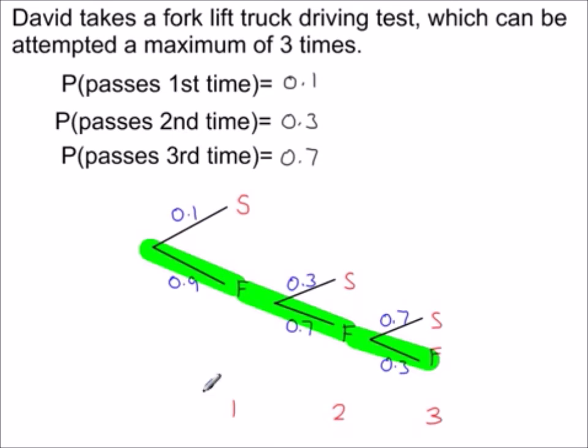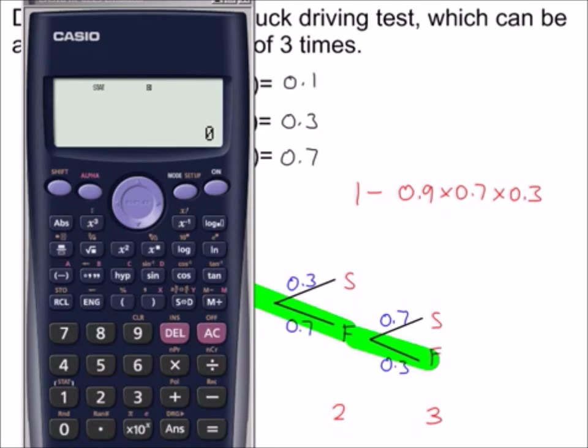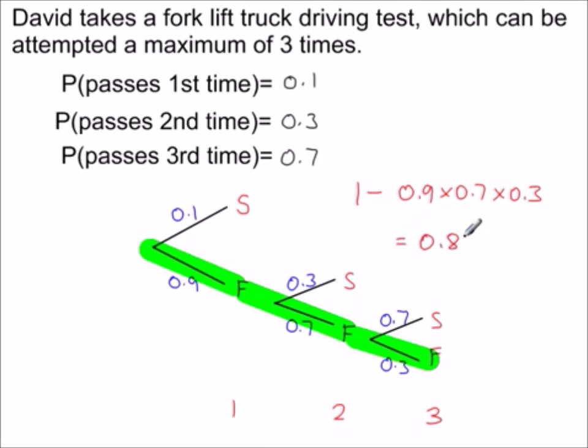So if we do 1 minus the probability that he's failed every time, so that's 0.9 times 0.7 times 0.3, it gives us this, and then if we do 1 minus the answer, 0.811. This is the overall probability that he passes his driving test.